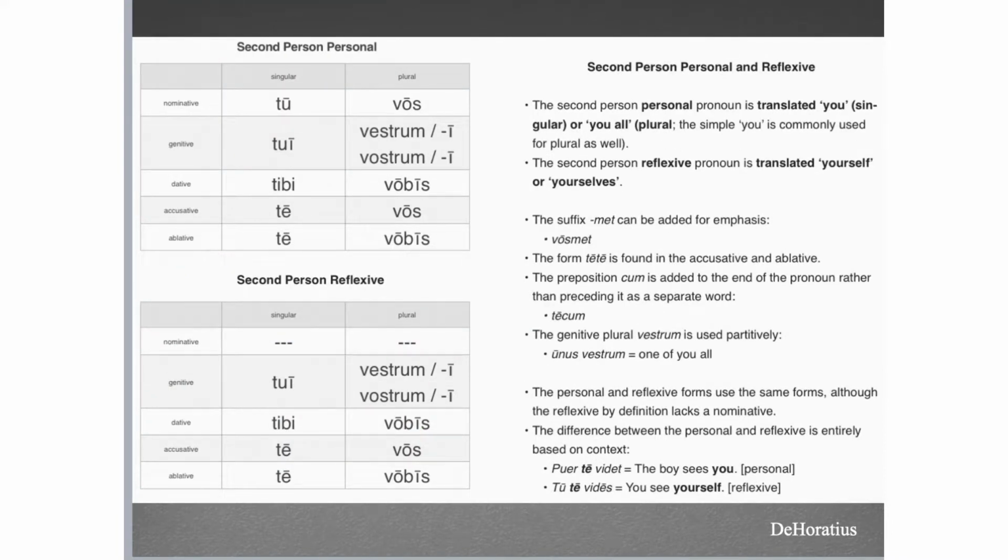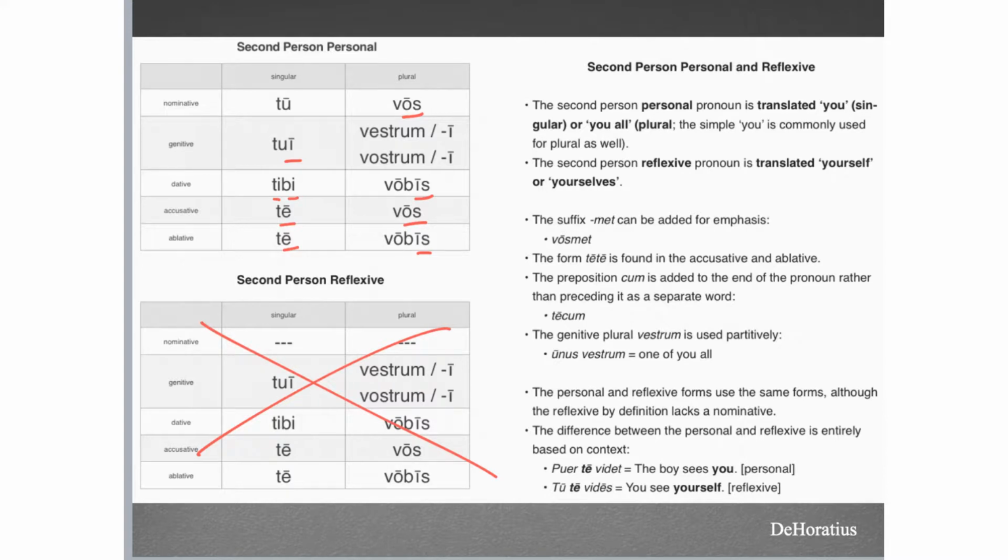The second person forms. All right? Tu, tui, tibi, te, te, vos, vestrum or vostrum, vobis, vos, vobis, and you can see some patterns within the irregularity. We've got that I in the genitive, and then we've got that single E in the ablative. And then in the nominative and accusative, we've got that OS, and the dative and the ablative, that EAS that we're kind of used to. And again, don't worry about the reflexive down here. So take some time to make sure that you know those forms.